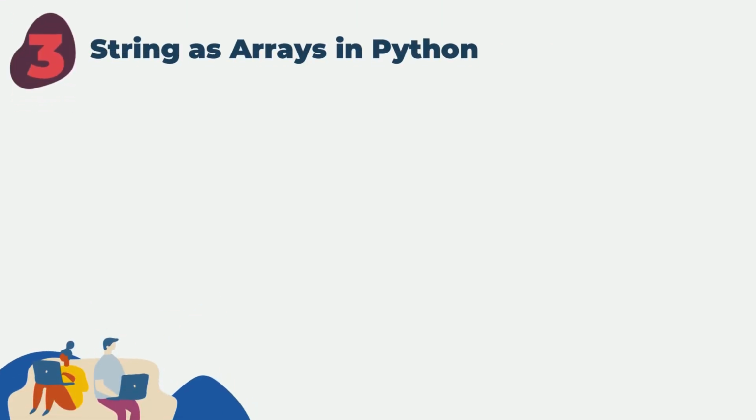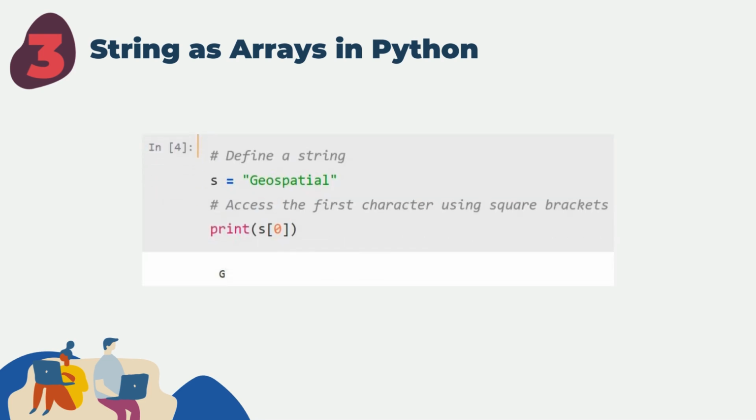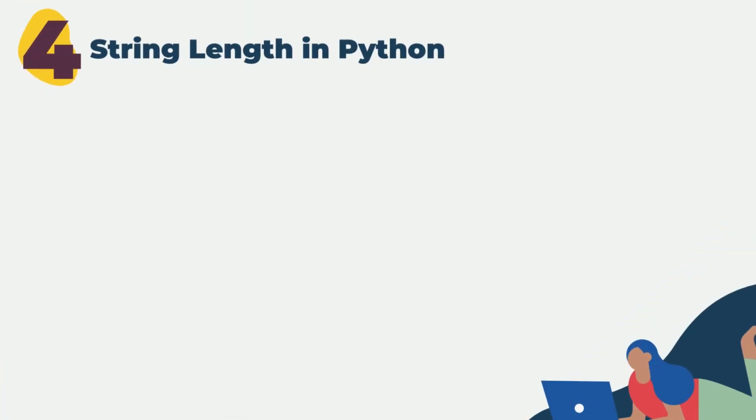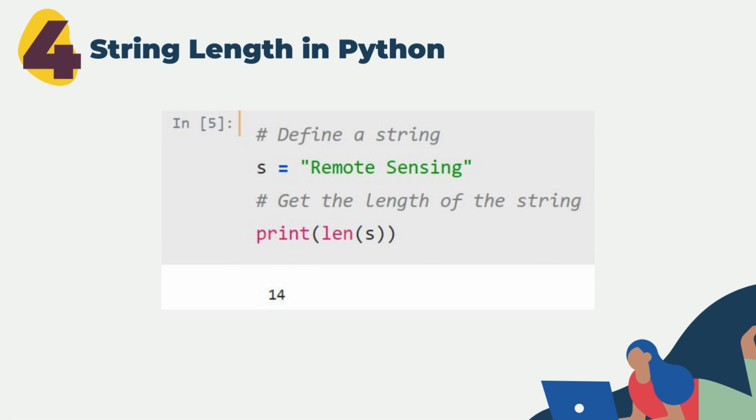In Python, strings can be treated as arrays, and individual characters can be accessed using square brackets. In this example, we access and print the first character of the string GeoSpatial, which is the G character. To determine the length of a string in Python, you can use the len function. In this example, we use the len function to find the length of the string remote sensing and print the result.